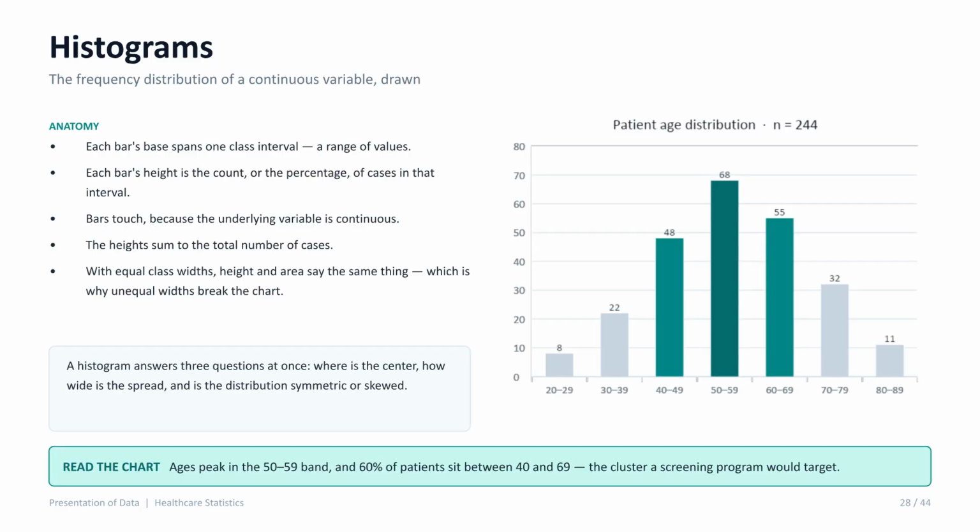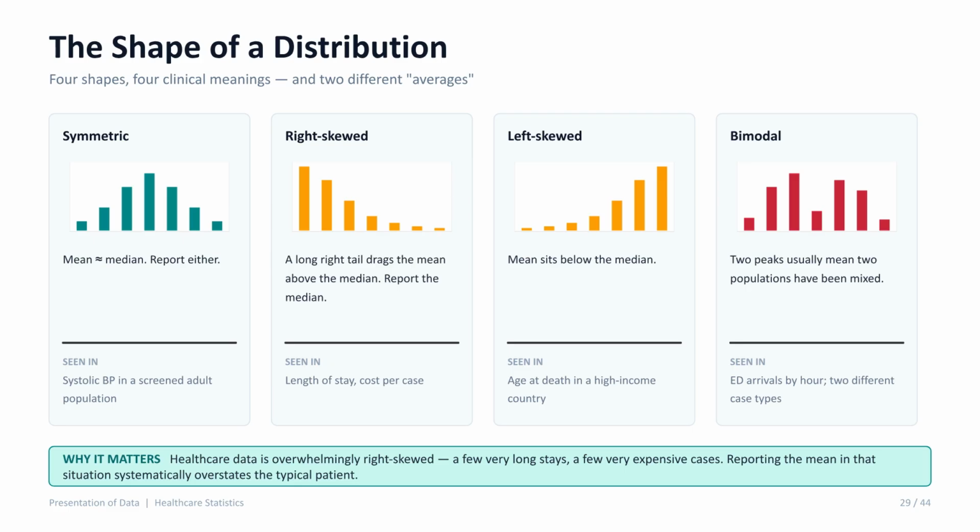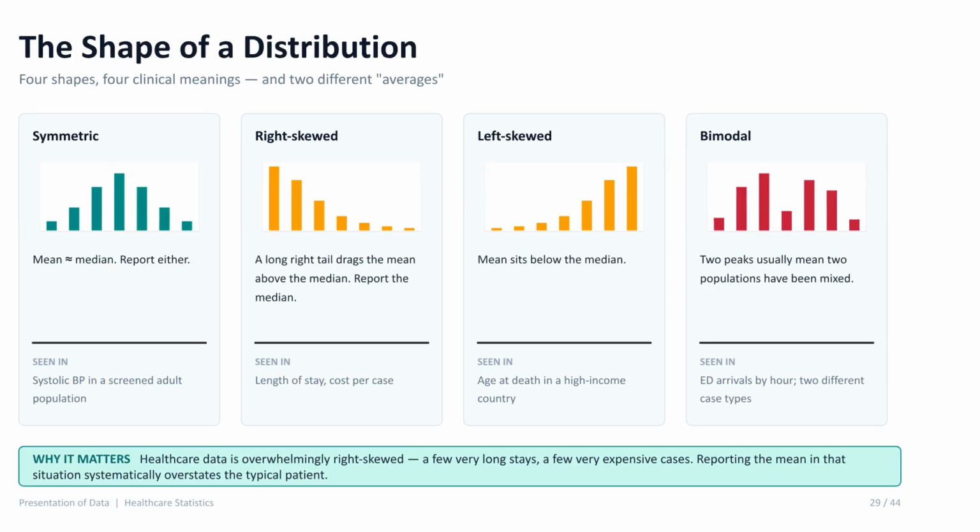Histograms show the frequency distribution of continuous variables. Bars touch because the data is continuous. They reveal important insights like the center of the data, the spread, and whether the distribution is symmetric or skewed. Understanding the shape of a distribution is crucial. Most healthcare data is right-skewed, meaning the mean often overstates the typical patient. In these cases, reporting the median is almost always the better choice.